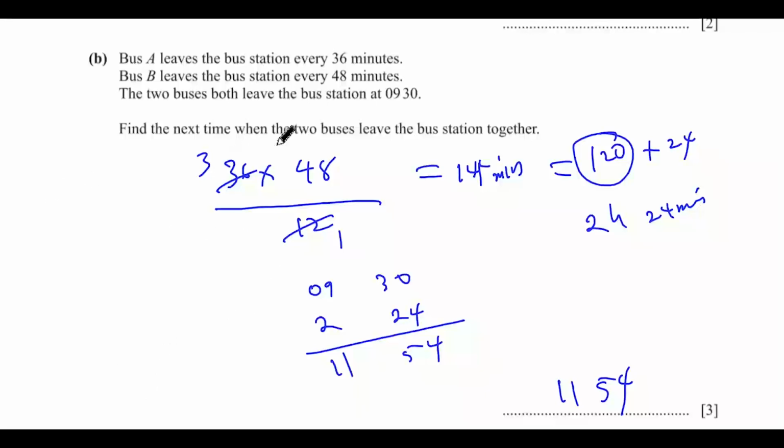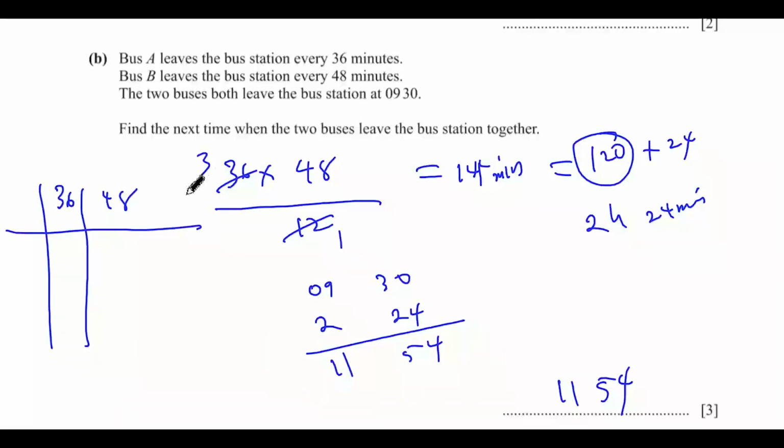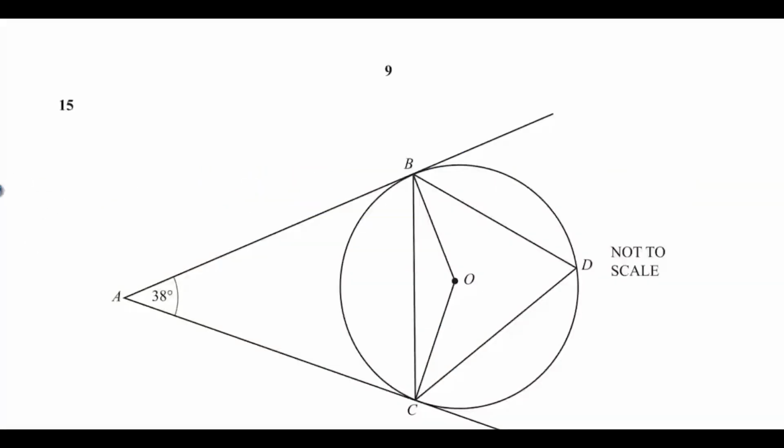The other way to find the LCM of 36 and 48 is to do something like this, then use downward division. So what can go in 36 and 48? 2 goes in 36, you have 18. 2 goes in 48, so you have 24. So you continue like that and you still get the LCM. So let's go to the next question. That will be question 15.